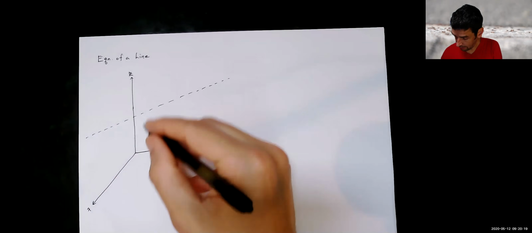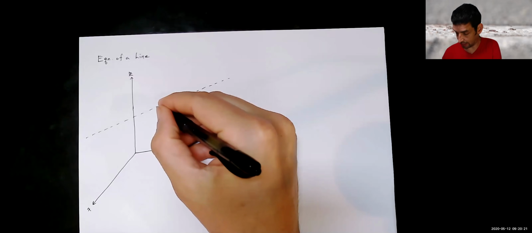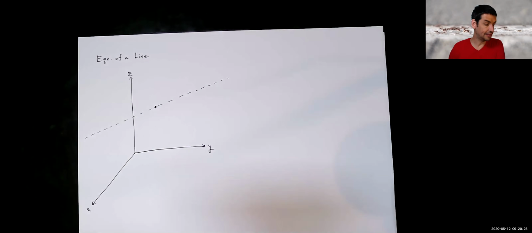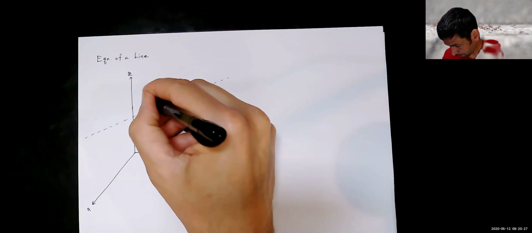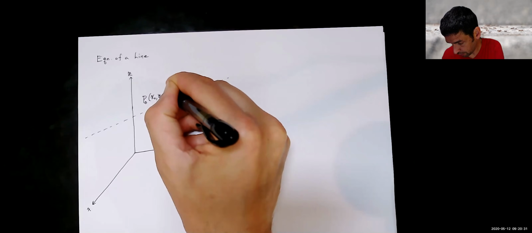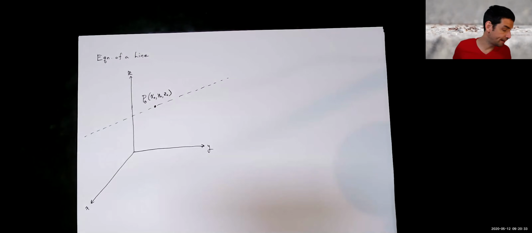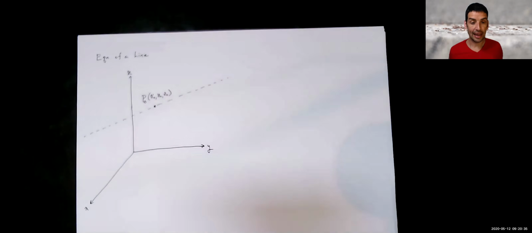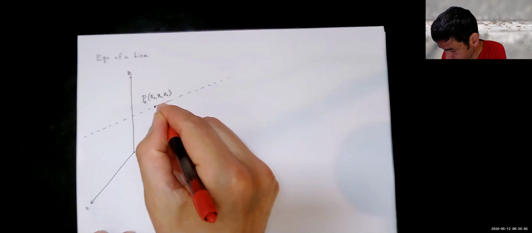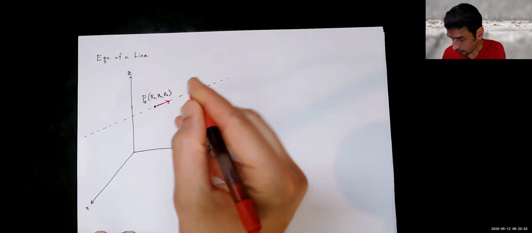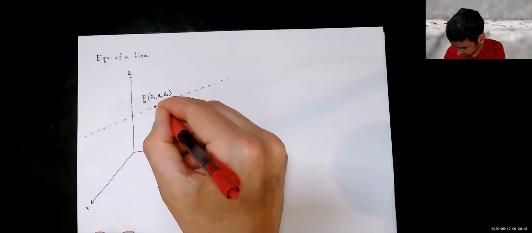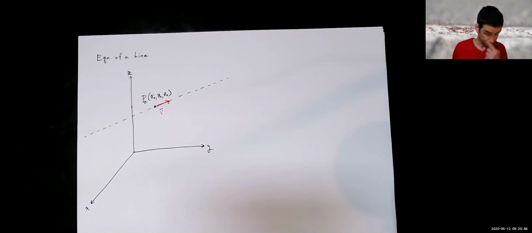So let's say we know one point on it. I'm going to call this point P naught. Give it coordinates x naught, y naught, z naught. So that's a known point. And let's say we have the direction in the form of a vector. I'll call this vector v.